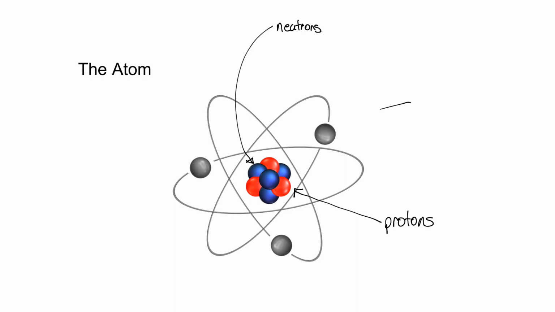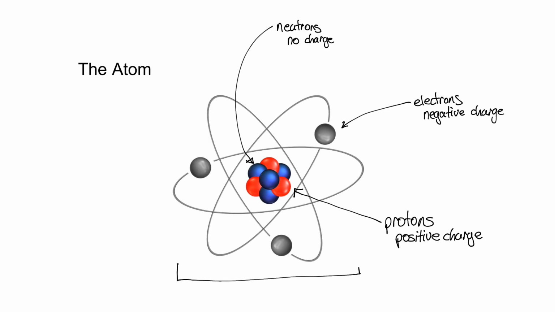Around the nucleus, we also have electrons. A proton has a positive charge. An electron has a negative charge. And a neutron has no charge. Atoms are one of the smallest things that we know of. The whole diameter of the atom is only 10 to the minus 8 centimeters, which is really small.